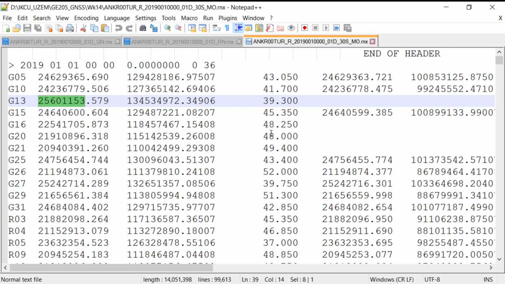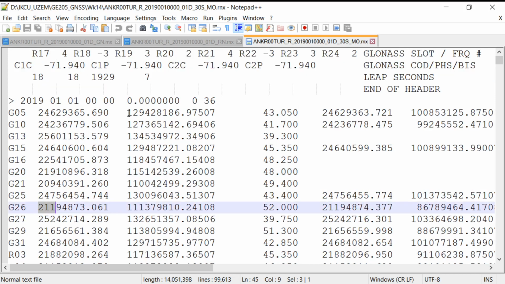So if the distance increases, this means the satellite is around the horizon direction. So it is either in the setting position, or it is newly rising, or in ascending or descending positions. So the shortest distance will be around the zenith direction, for example here. So G20, G21, or G26 are around the zenith directions.